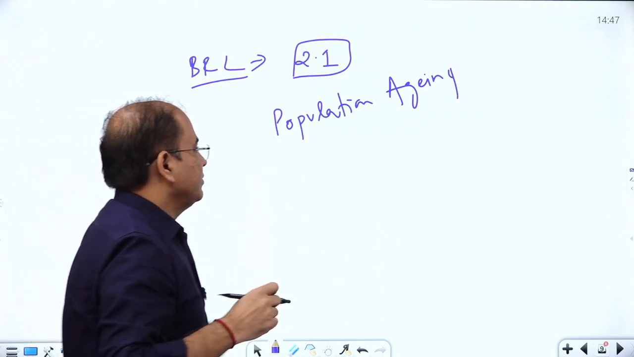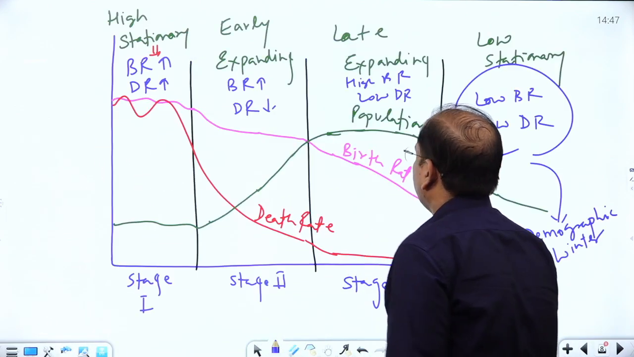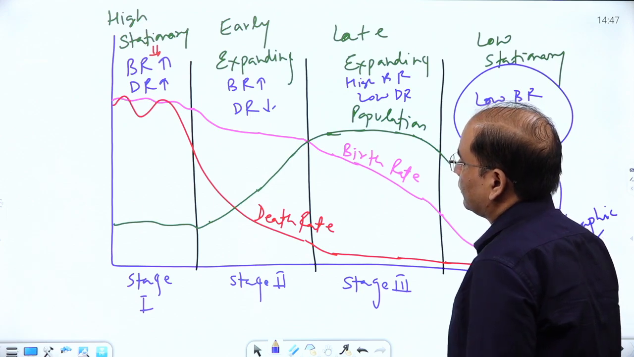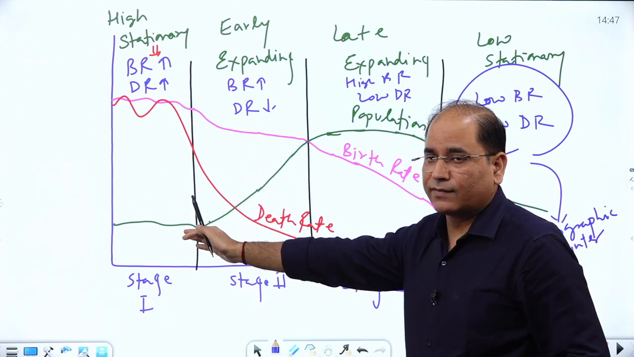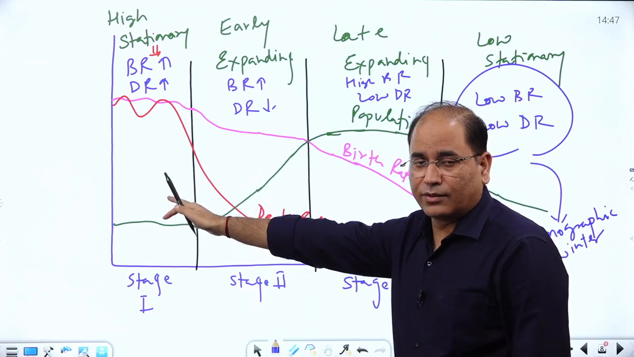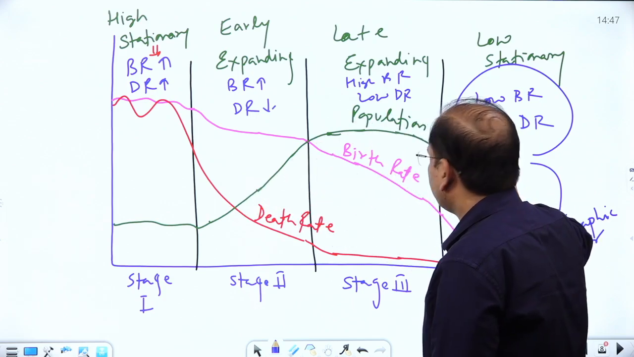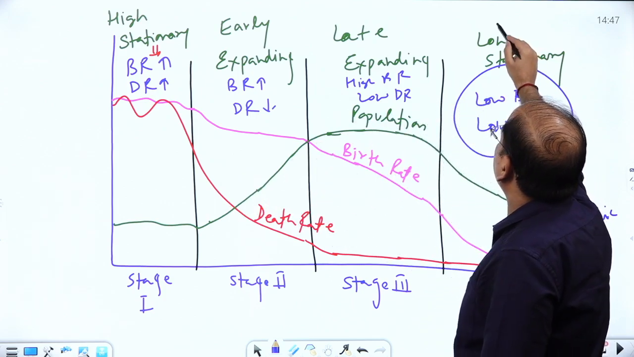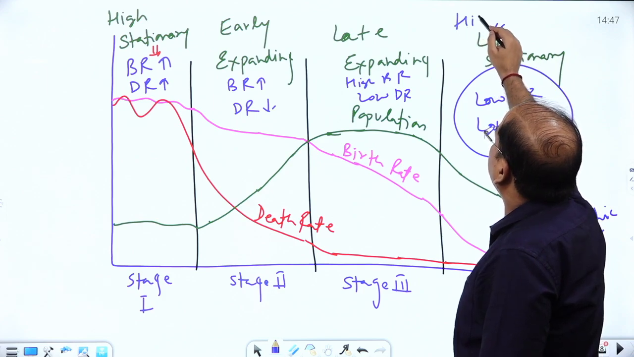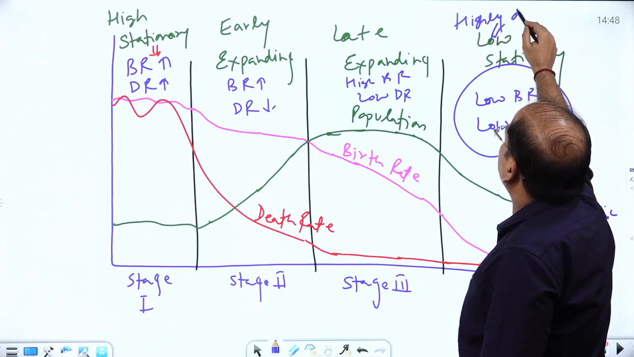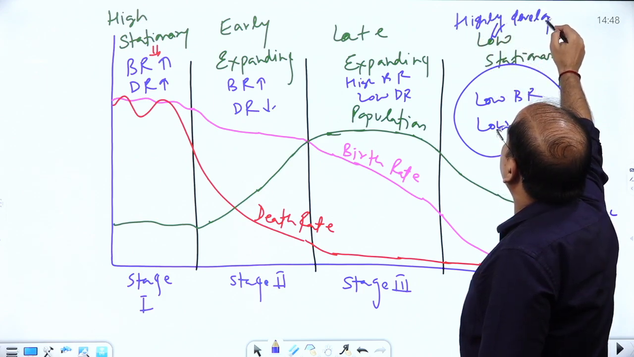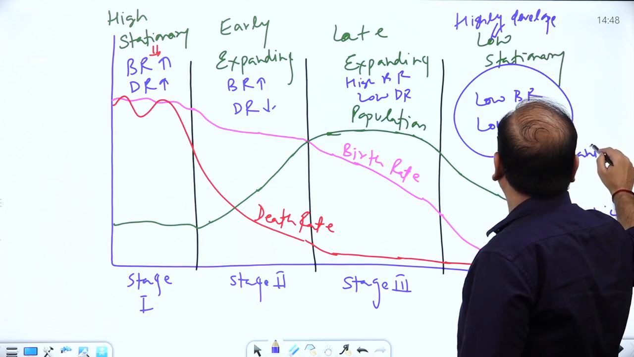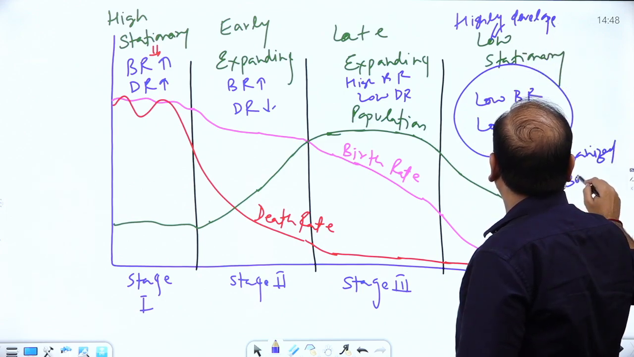So this is all about the population theory, that is, the demographic transition theory. The transition will start from an agrarian rural society to a highly developed society. So this is a stage where we have a highly developed, urbanized society.